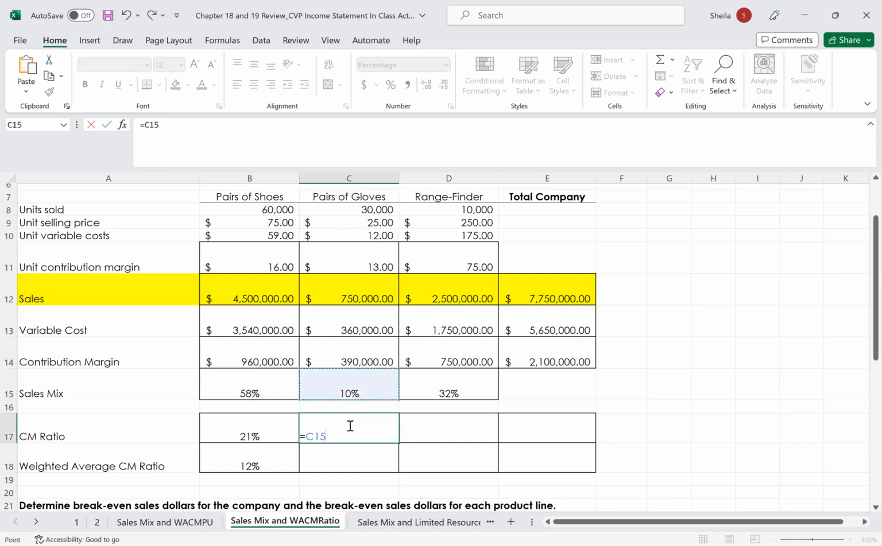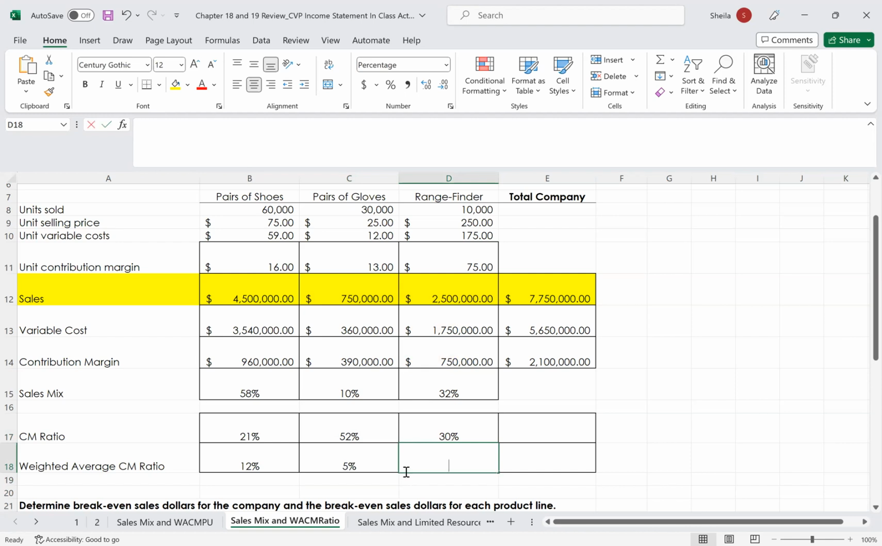Contribution margin ratio is the contribution margin of gloves divided by the total sales dollars, or 52%, but we're only getting 10% of that benefit. So on a weighted average basis, I'm really only contributing 5% to the contribution margin when I take into account sales mix. And then finally for the rangefinder, contribution margin divided by sales. That's my contribution margin ratio. But then when I apply the sales mix percentage, it's kind of an interesting little tidbit that we see.